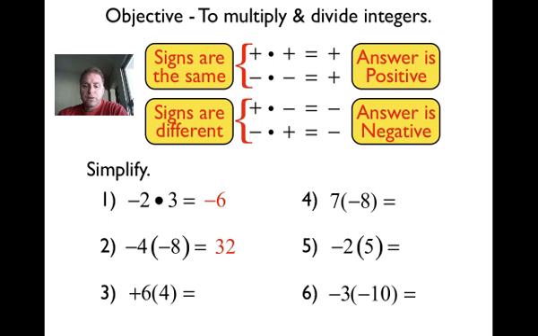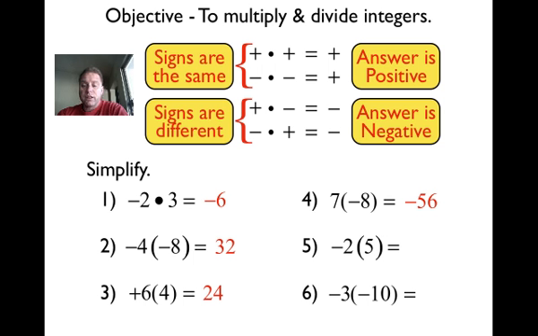Okay, so for number 3, the signs are the same, so that means our answer is going to be positive. And 6 times 4 is 24. For number 4, we have 7 times -8. That means the signs are different. I've got a positive and a negative, so that means my answer will be a negative, so I'll put a negative sign, and 7 times 8 is 56, so we get -56 there.